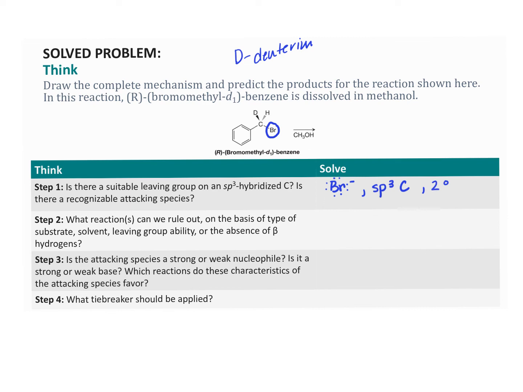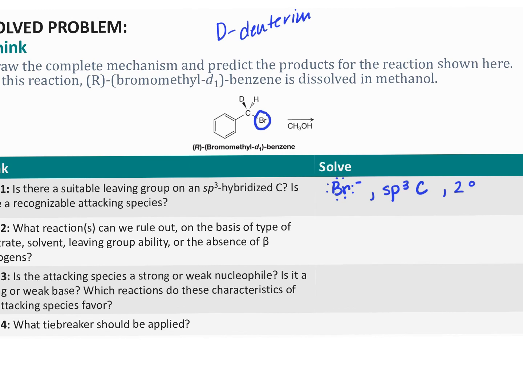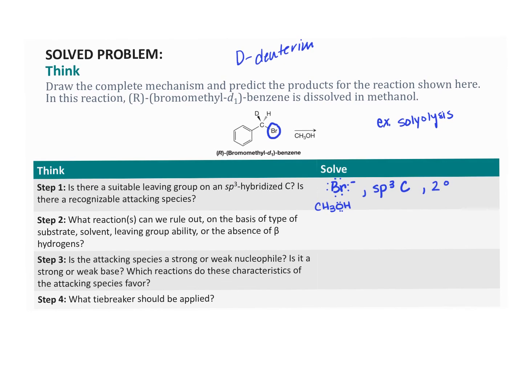Now we need to look at the attacking species. When we come in here, our attacking species is CH3OH. We know that's going to be a suitable attacking species. It's also the solvent, so this would be an example of solvolysis, right? Because we have a suitable attacking species, and we have a suitable substrate with a leaving group, we know that SN2, SN1, E2, and E1 reactions can occur. So that's step 1.